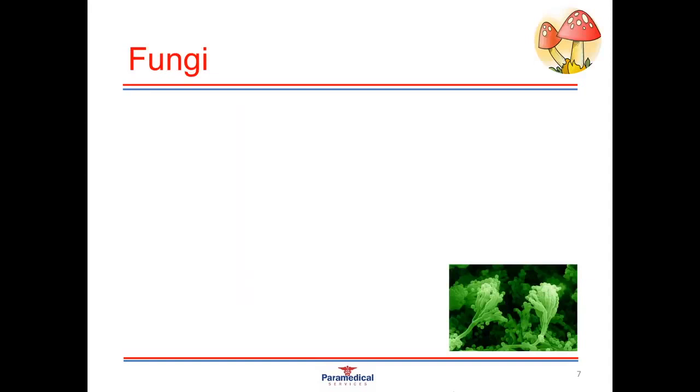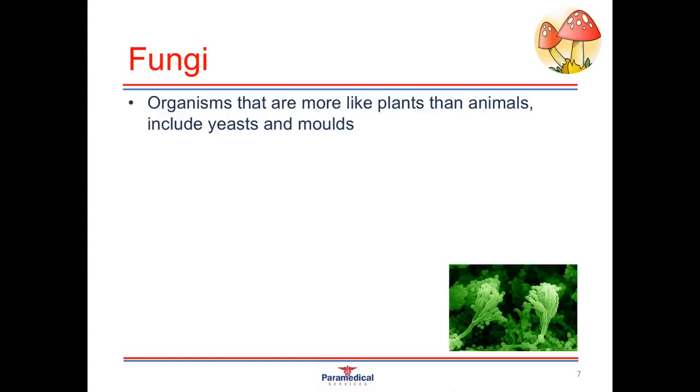Fungi are a different type of infectious agent that again is different to viruses and bacteria in its shape, structure, and its nature. Fungi are organisms that are more like plants than animals, and these include yeasts and molds. Fungi can be present in soil, air, and water. So fungi are very different to bacteria and viruses in the sense that they are very happy living independently of any kind of human or animal host.